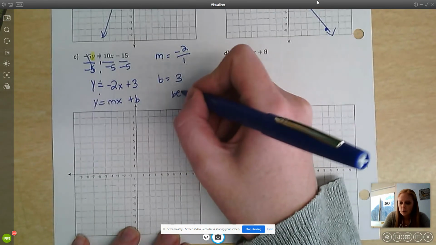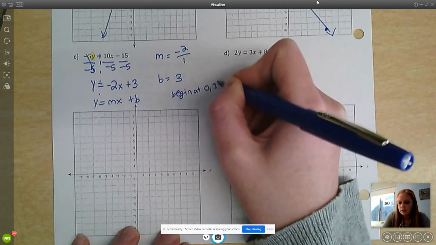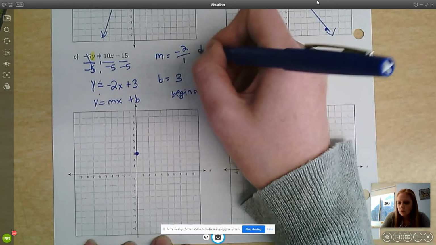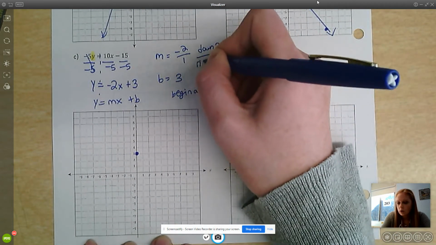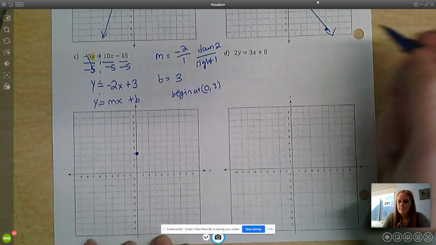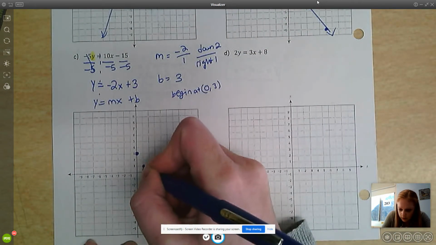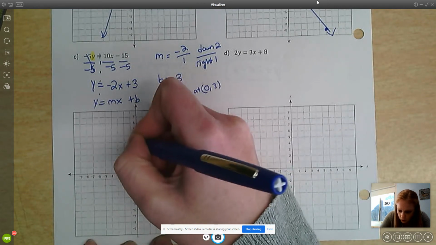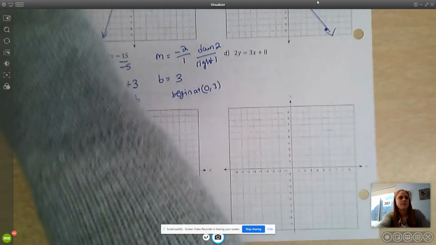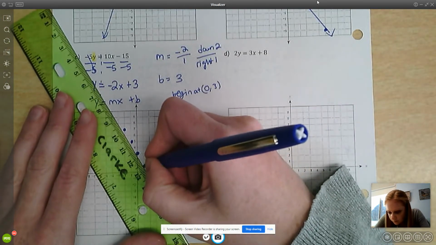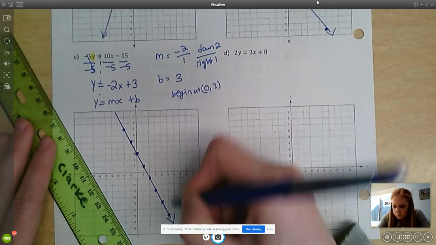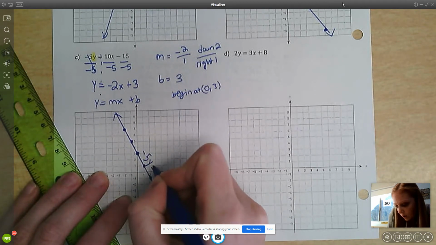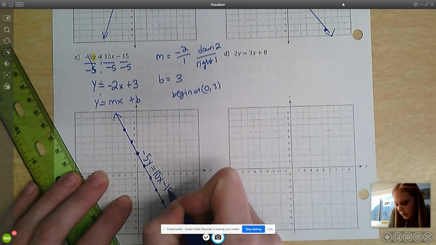Okay, so this tells us we're going to begin at 0, 3, because our b is 3, so 3 on the y-axis, and we're going to move down 2, right 1, negative slope. Down 2, right 1, down 2, right 1. Up 2, left 1, up 2, left 1. And label. Now remember this time to label with the original. -5y equals 10x minus 15.